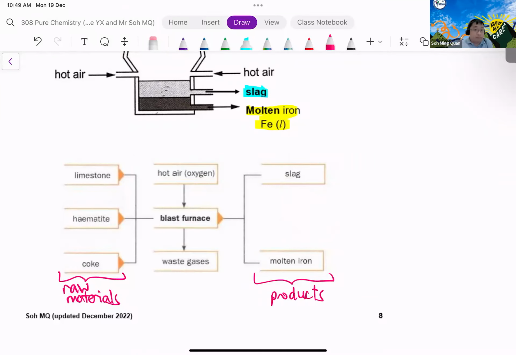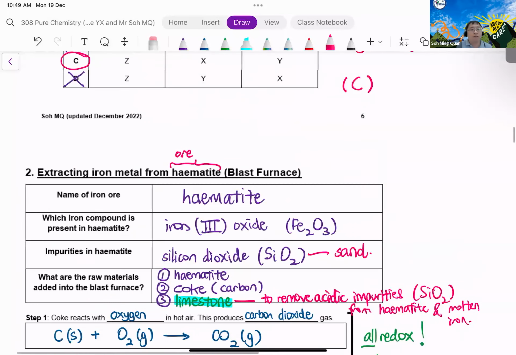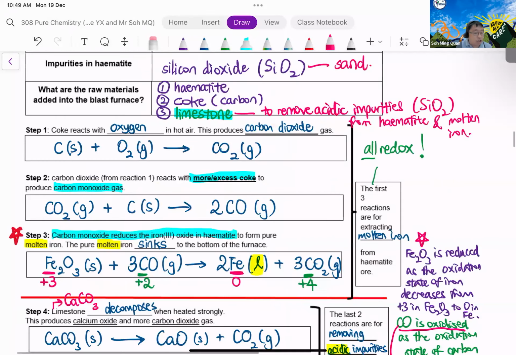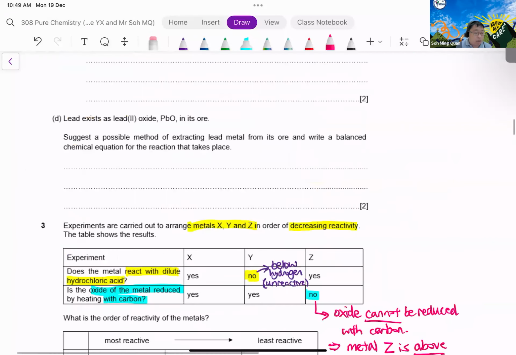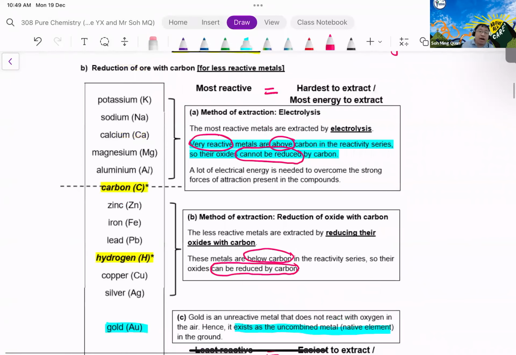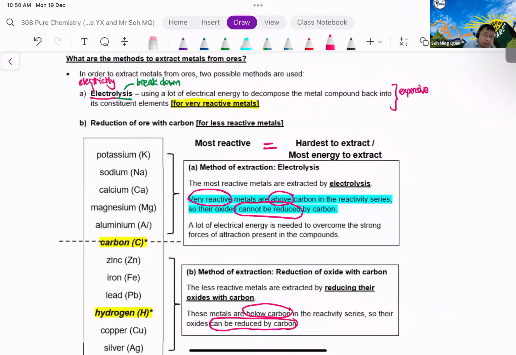Okay, so what have we gone through today? We have gone through how do we extract iron in the blast furnace. That 5 reactions. Please learn them well. The second thing we went through at the start of the lesson today is how do you relate the position of a metal in the reactivity series with how easy it is to extract. And that was on page 3 of the notes. So the key pages today, I would say page 7 for blast furnace, as well as page 3, where we went through how do you extract the metals, how is it related to its position in the reactivity series. So please revise page 3 and page 7 well.